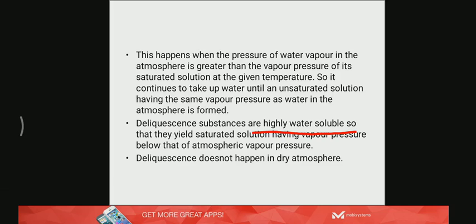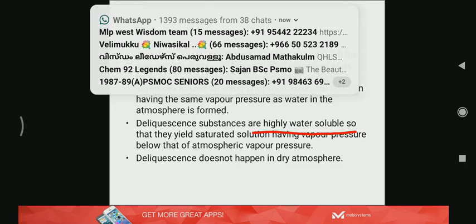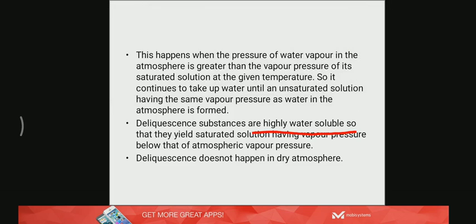According to the colligative property concept, when a solute dissolves in a solvent, the vapor pressure will lower. So that's why it happens. The substance is highly soluble in water, so it has very low vapor pressure. Naturally, the aqueous tension above the surface will be more, so it has a tendency to absorb water vapor.